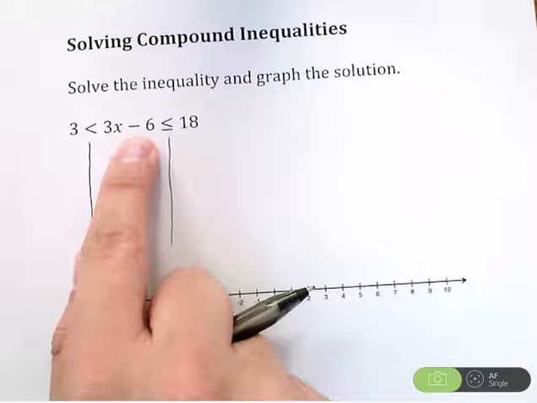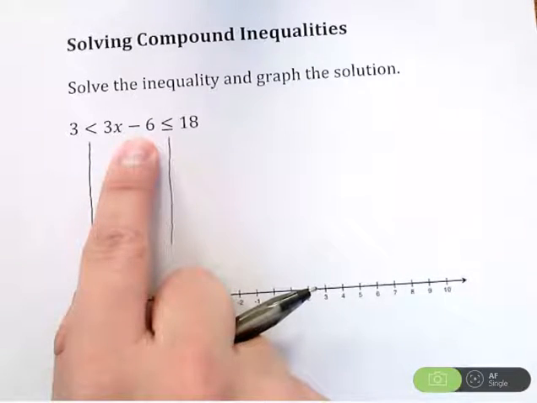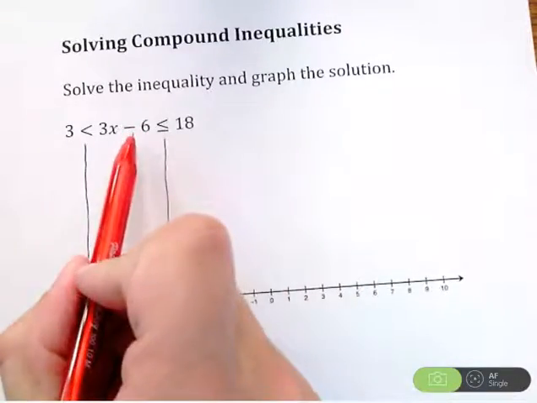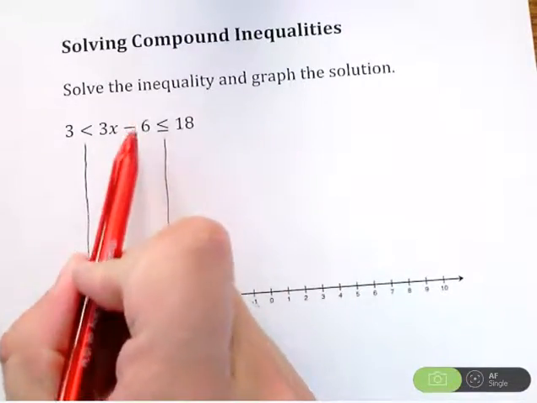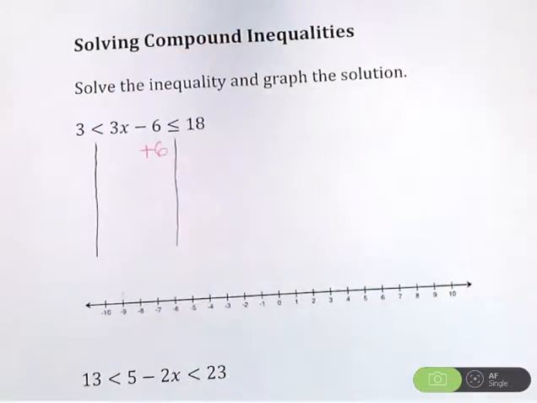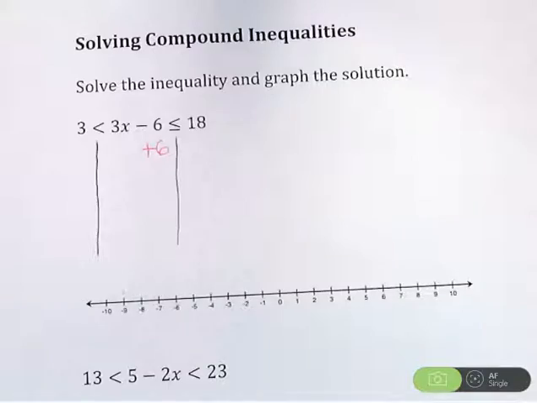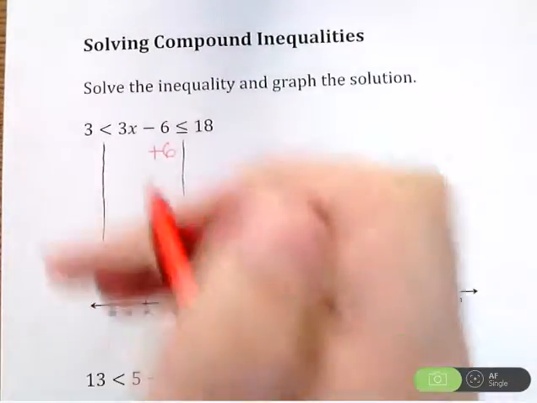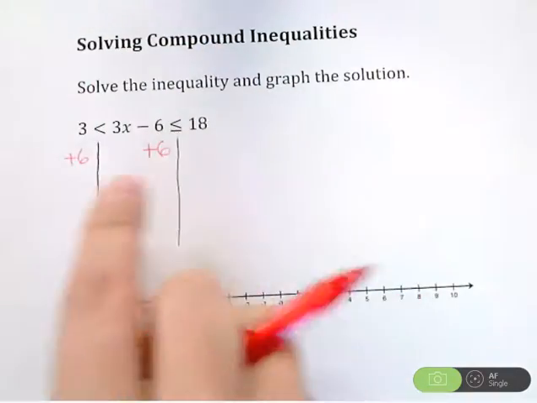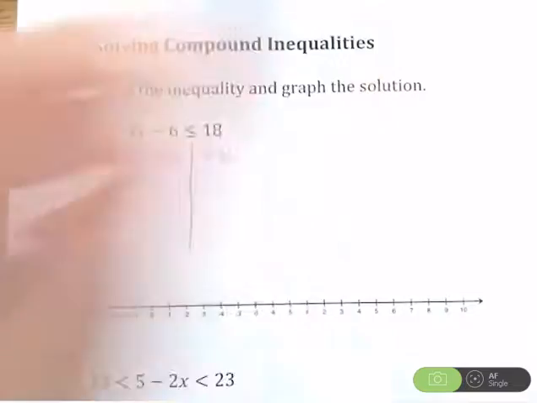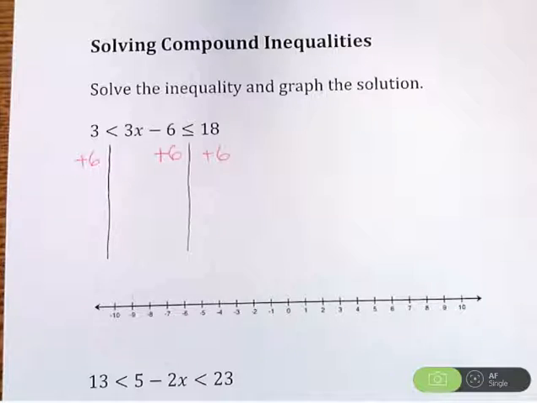As with any other solving problem, in order to get x by itself, you're going to work the order of operations backwards. So I want to get rid of addition subtraction first, which means I got to get rid of a minus 6. So what I'm going to do is plus 6 here. But here's the deal. In previous problems, we would do it on one side, you do it on the other. But with compound inequality problems, specifically this one, there's actually 3 sides to this problem, which is fine. You just do plus 6 in all 3 sides.